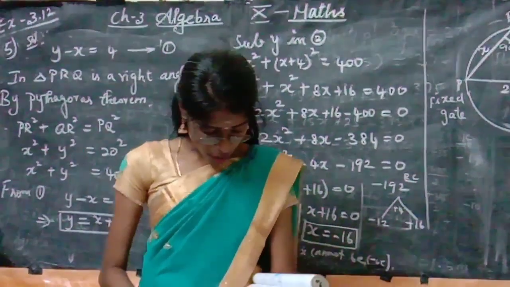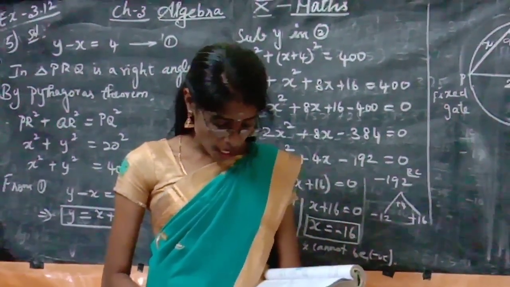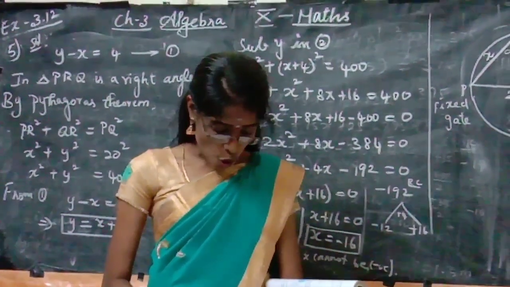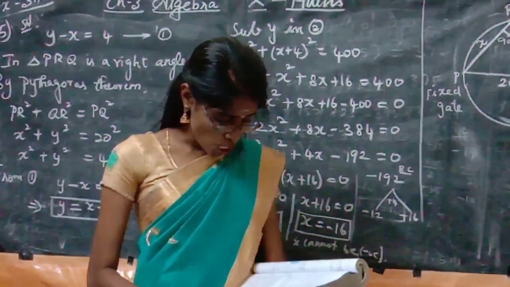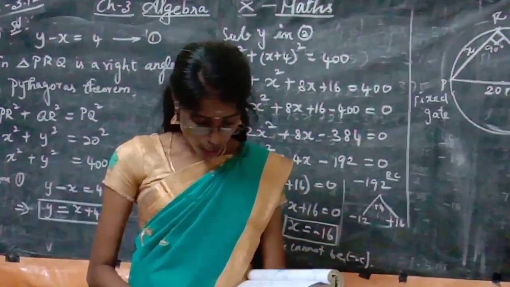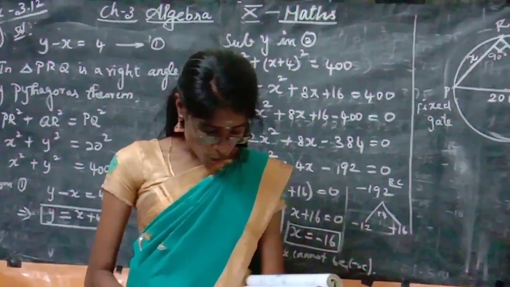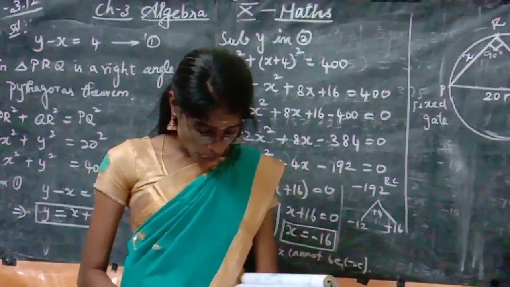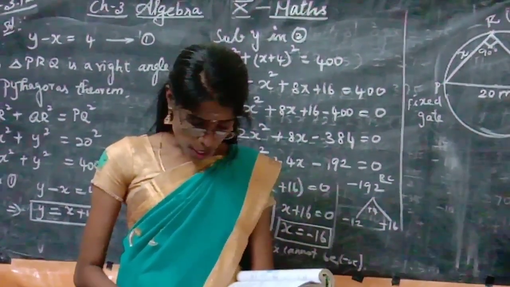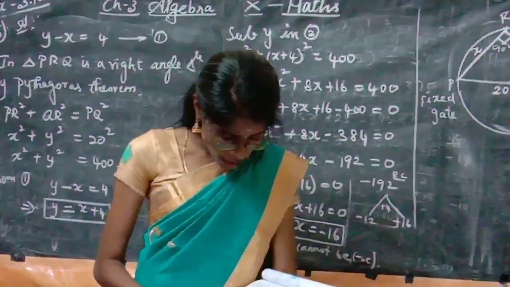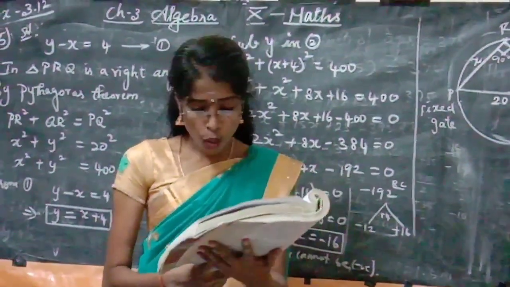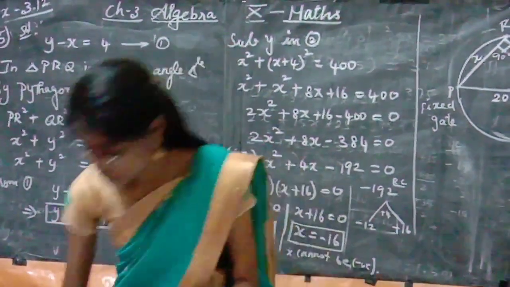The fifth sum. A pole has to be erected at a point on the boundary of a circular ground of diameter 20 meter in such a way that the difference of its distances from two diametrically opposite fixed gates P and Q on the boundary is 4 meter. Is it possible to do so? If the answer is yes, at what distance from the two gates should the pole be erected?